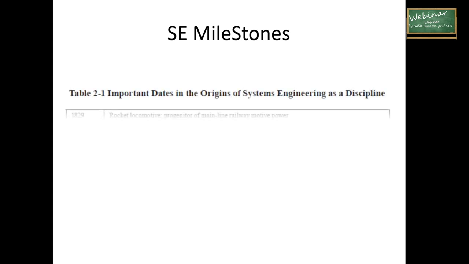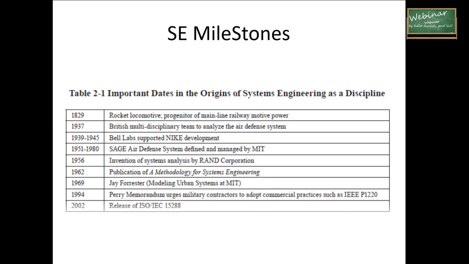started almost 200 years ago. Yes, as the first origin of system engineering as a discipline, we can consider 1892, when the rocket locomotive was invented. You will see in a minute how the rocket locomotive looks, because it is, we can say, a very important stage when we are talking about the technical system. And when we are talking about the new approach to designing a technical system, the rocket locomotive is probably the best example.